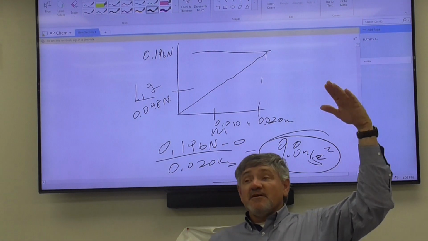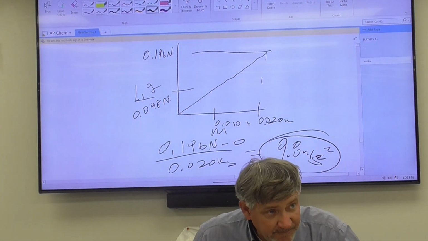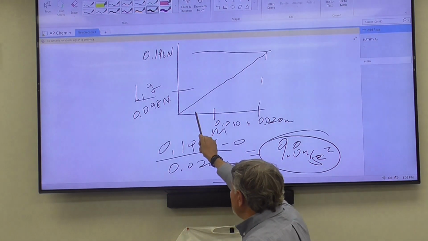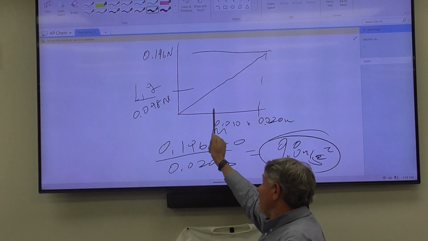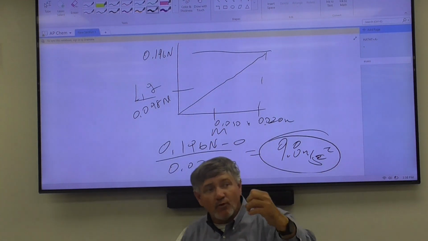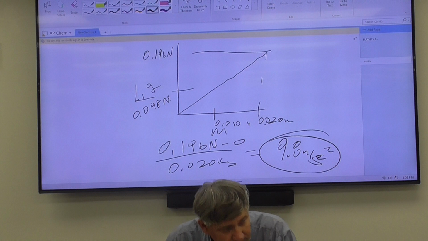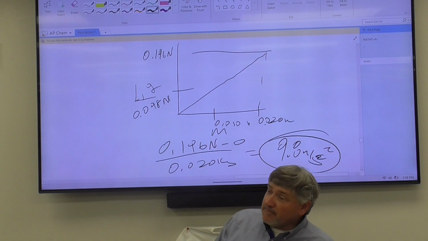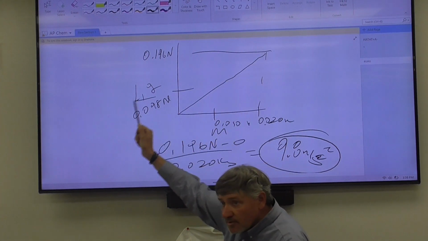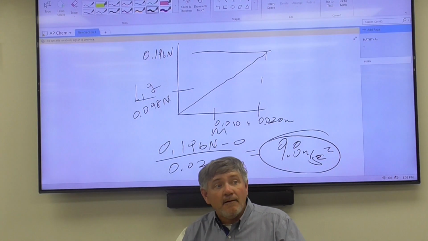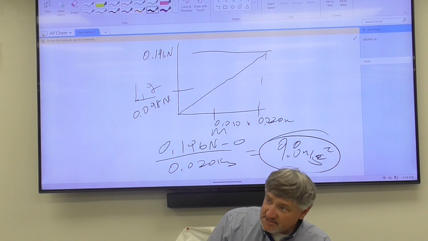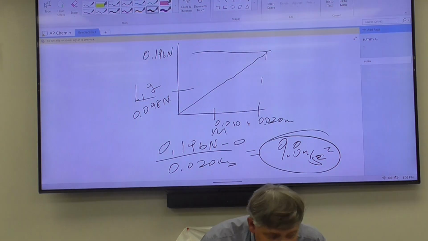So here's what solved the mystery. If I double the mass, I go from 0.01 to 0.02, I double the force acting on it. Okay? So force is proportional to mass. The more mass I have, the more force I have. But I end up with the same acceleration. And here's the reason why.